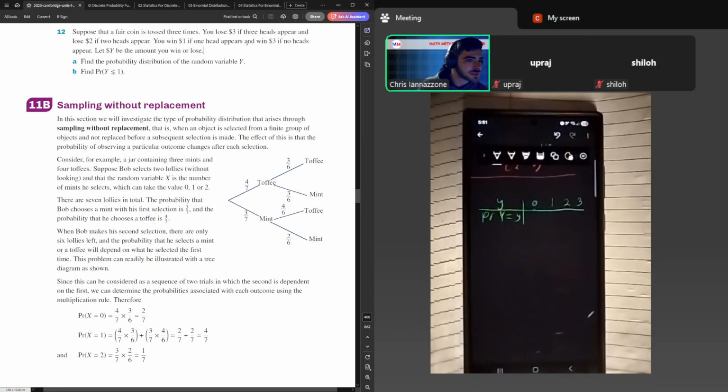Okay, let's see. I like the idea. You would have to define a new variable for it. So what matters here is what Y is defined as. In this case, capital Y is defined as the amount that you win or lose. So even though the amount that you win or lose is associated directly with heads, it's not the thing that's actually being tracked in the table. It's the actual money itself that's being tracked.